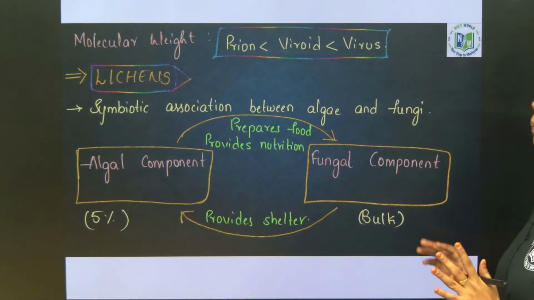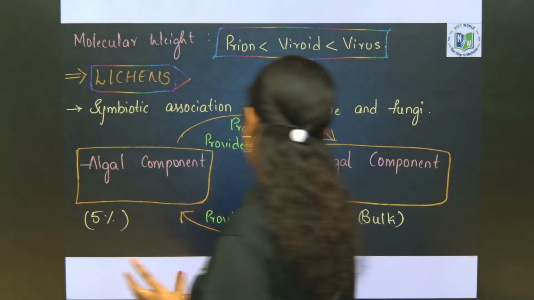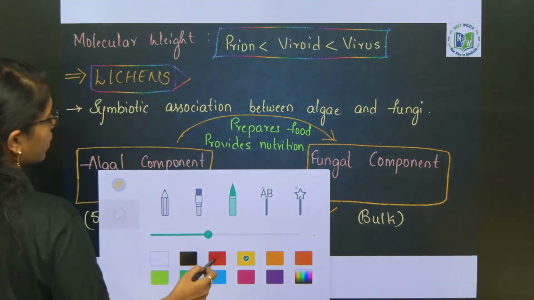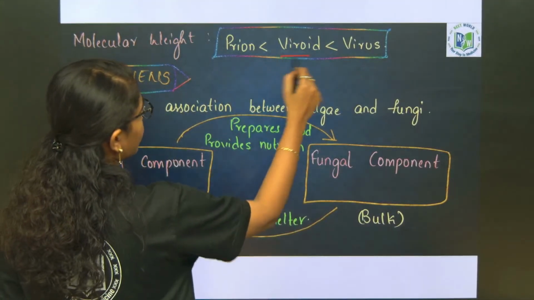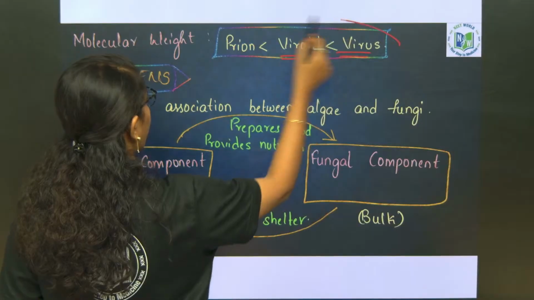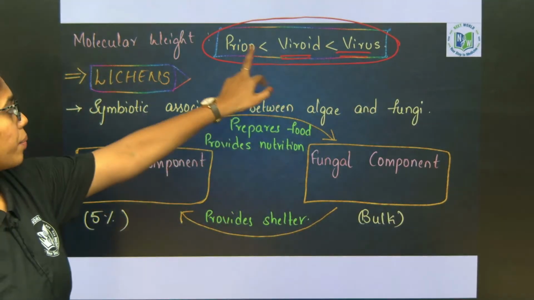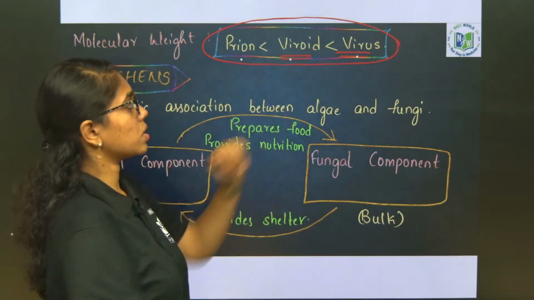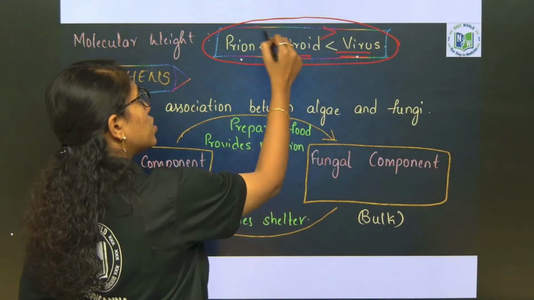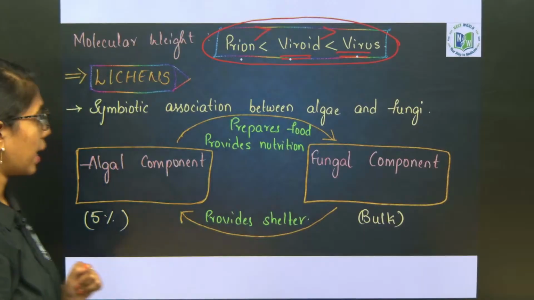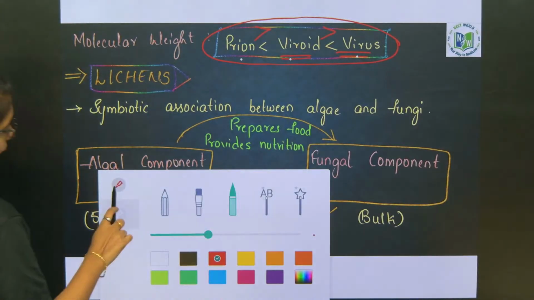Next, molecular weight. If we have to look into prion, molecular weight will be less than viroid, it is less than viruses. This is the molecular weight in ascending order: prions, viroids and viruses. In descending order: virus, viroids and prions. Remember that. Next, about lichens.